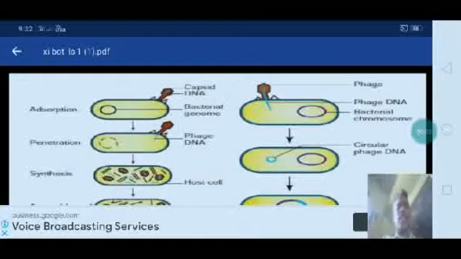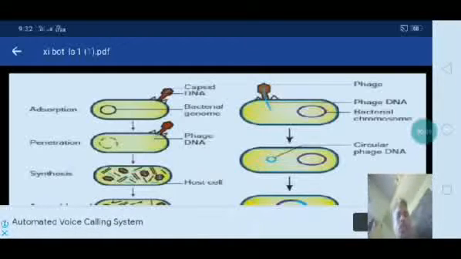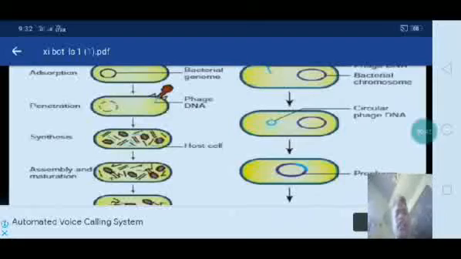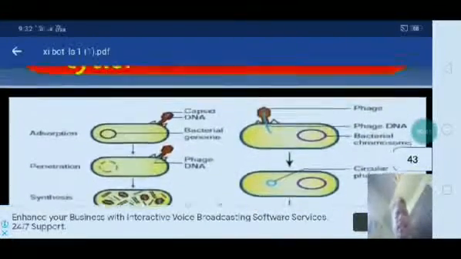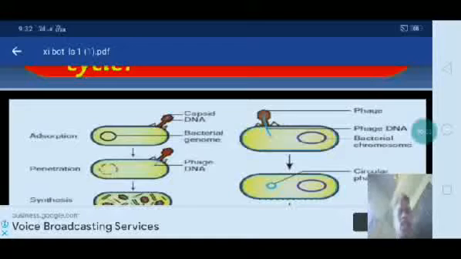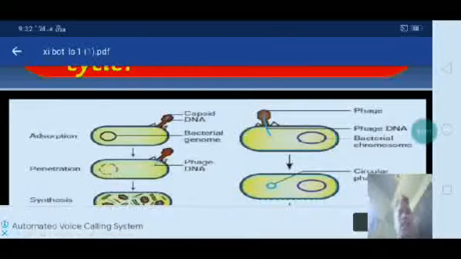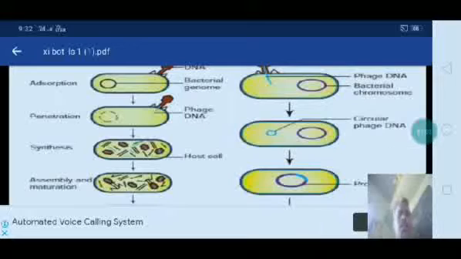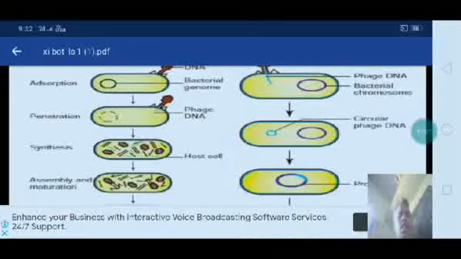There are 5 steps in a lytic cycle: absorption, penetration, synthesis, assembly and maturation, then release. In the first stage, absorption, the virus attaches to the bacterial cell. Then penetration: the nucleic acid of the virus, the phage DNA, enters inside the bacterial cell. Then synthesis: it synthesizes new nucleic acids using the host cell.